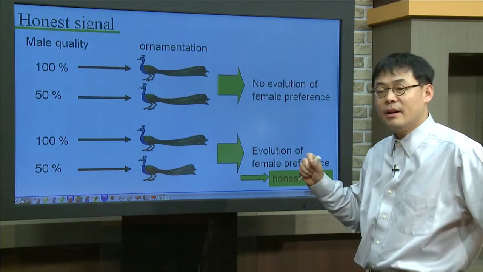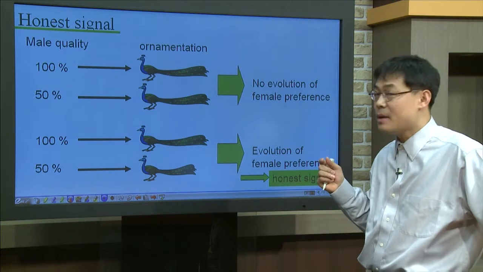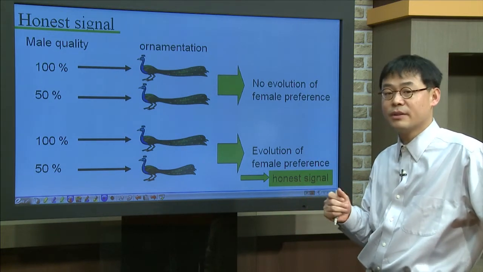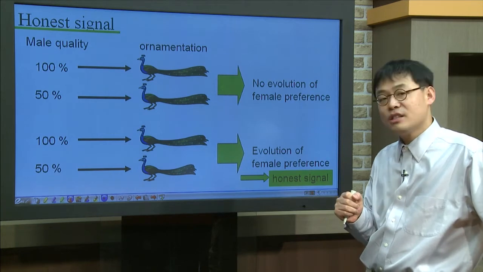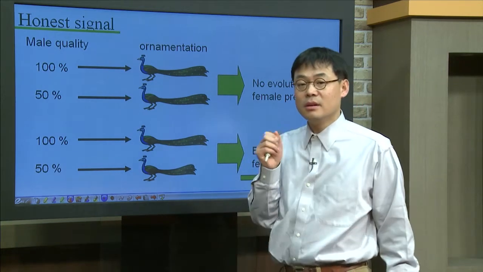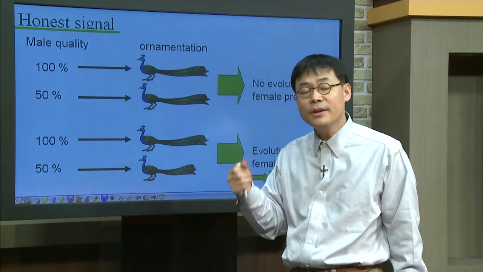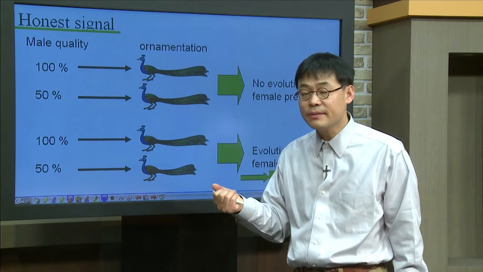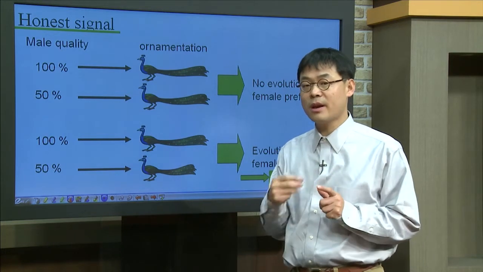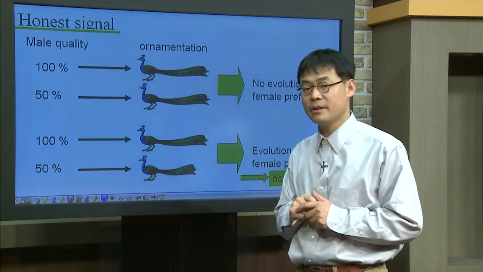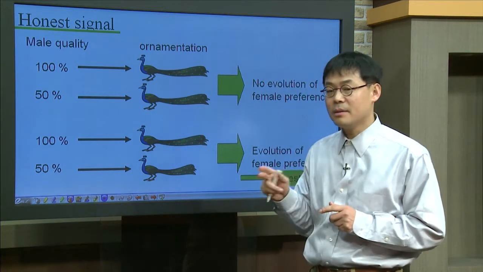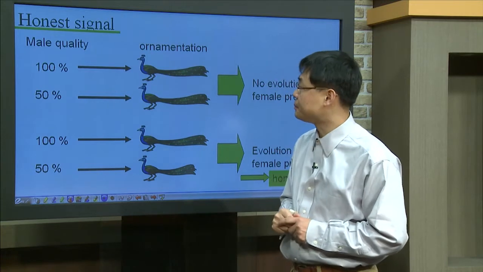Okay, now let's look at some other aspects of the maintenance of signal over time. It's easy to know whether the signaler experienced the increase of fitness. But it's usually difficult to tell whether receivers also experience the increase of fitness by these communication systems.